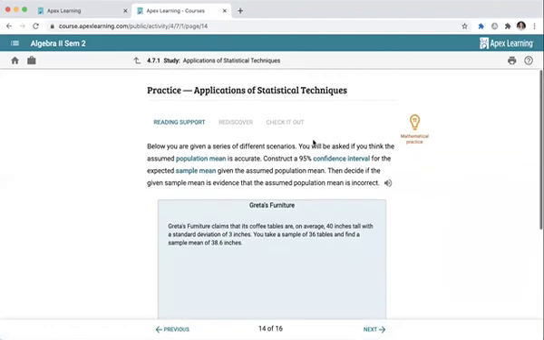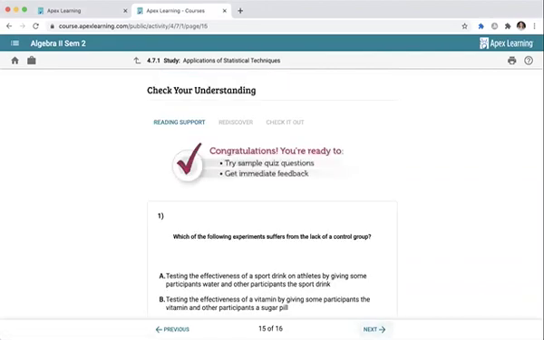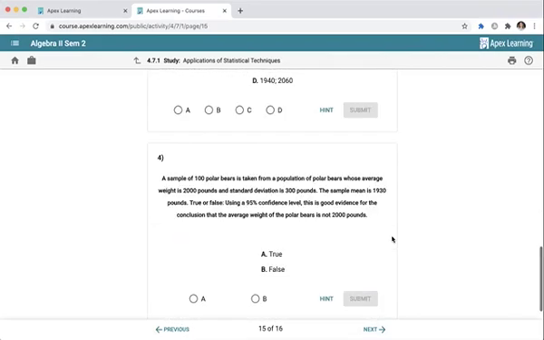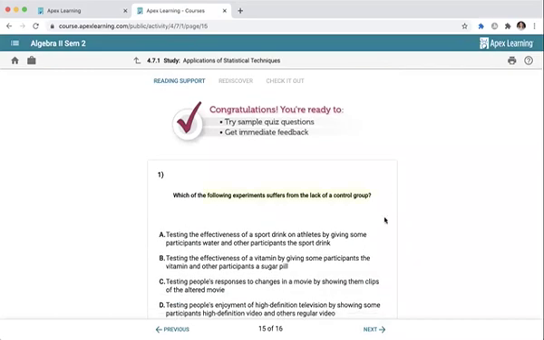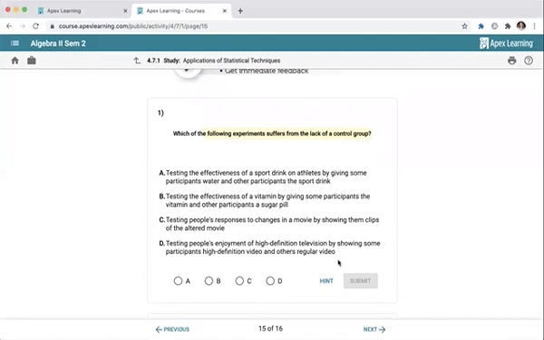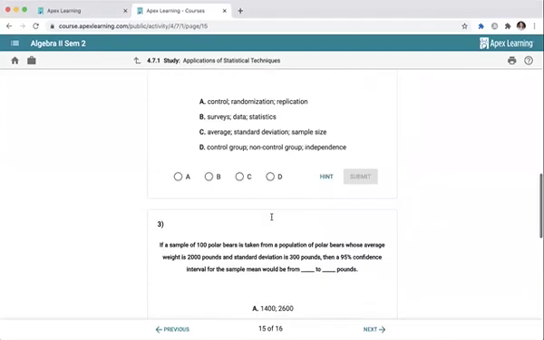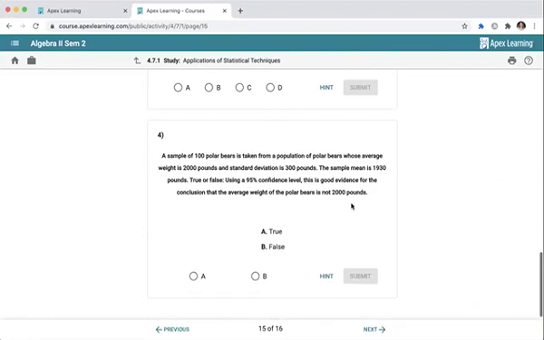Okay. So again, there's more practice here for you guys to take your time and work through. And then, of course, more experimental questions here. There's some calculating and some basic knowledge here. For example, which of these suffers from the lack of a control group? Reading these and really evaluating, does it have a control or does it not? Knowing what the most important factors in an experimental design are. And then this one's actually asking you to calculate your 95% confidence interval. Same thing.